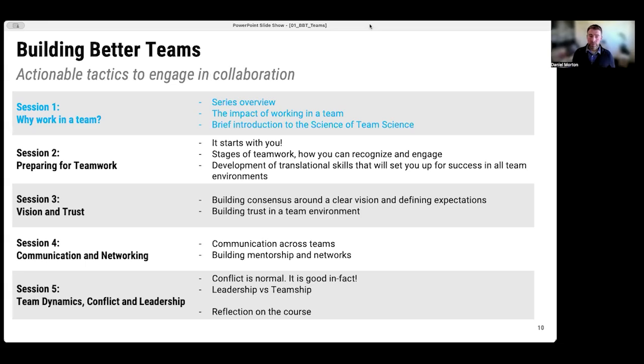Great. So that's that first piece done. Check out the next one, which gives a brief introduction to the science of team science. Hope to see you there.